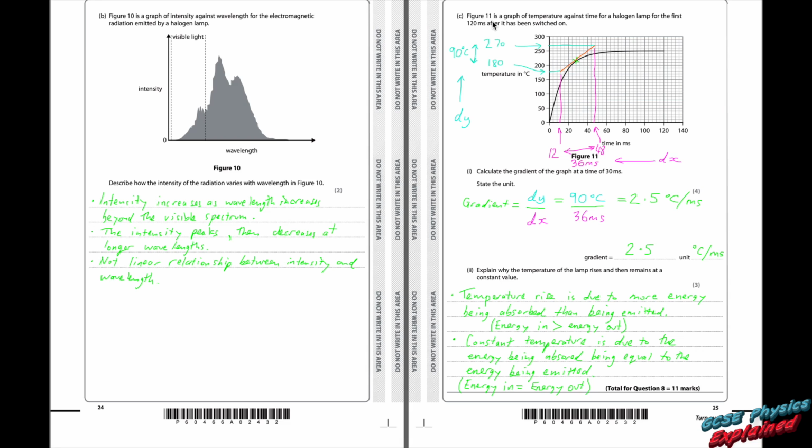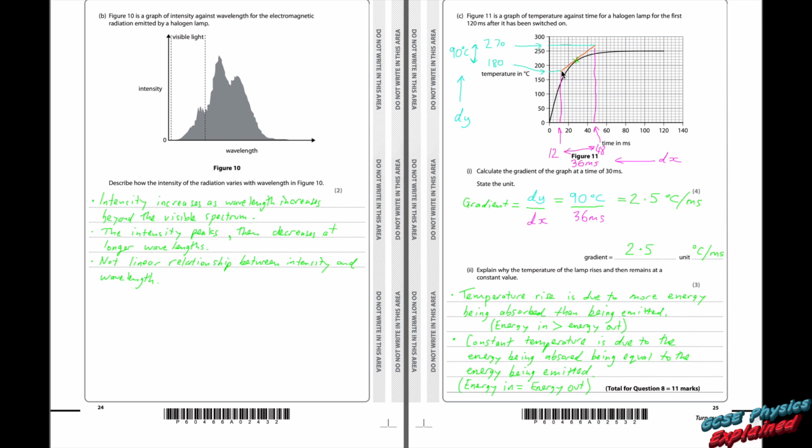Part C. Figure 11 is a graph of temperature against time for a halogen lamp for the first 120 milliseconds after it's been switched on. Calculate the gradient of the graph at a time of 30 milliseconds, state the unit. So that's the time along the bottom, that's the temperature up here. So calculate the gradient of the graph. So we need to draw a tangent. I've drawn that in orange.